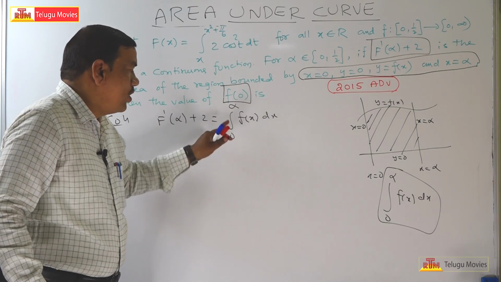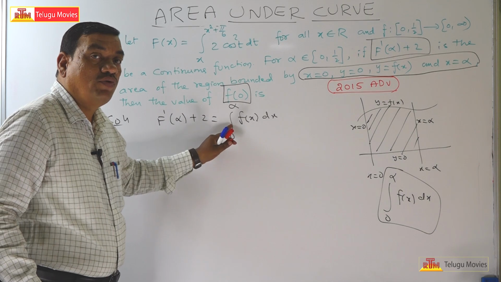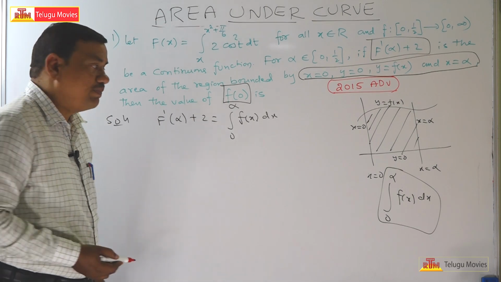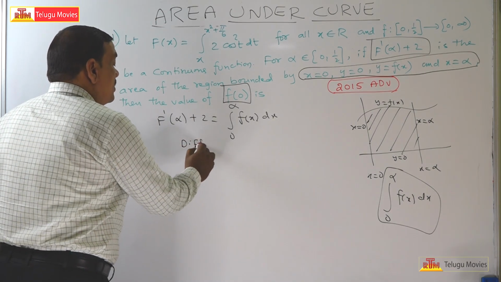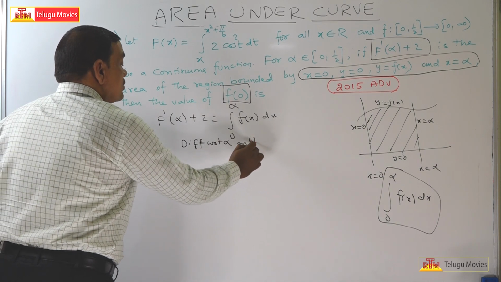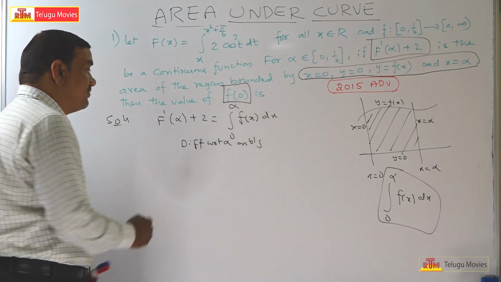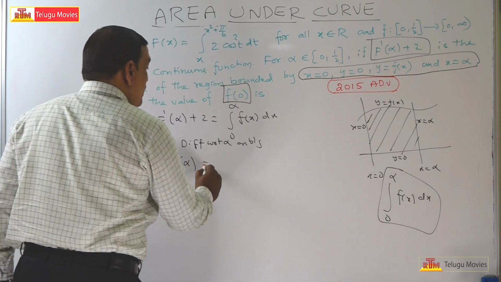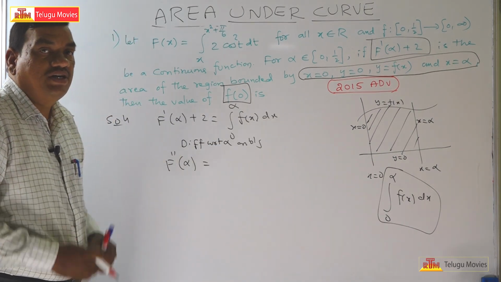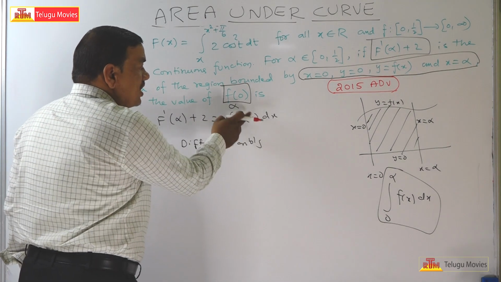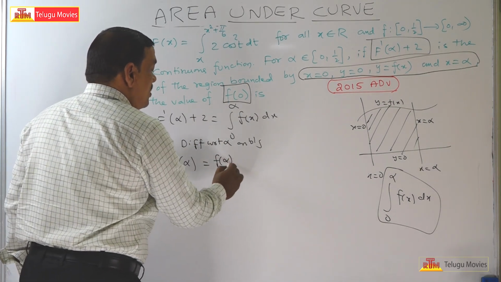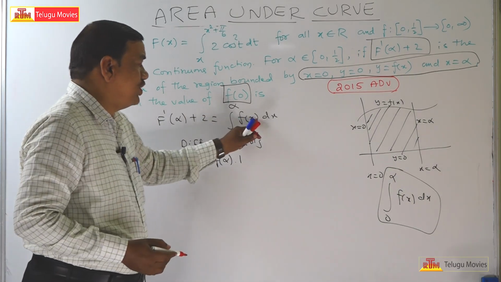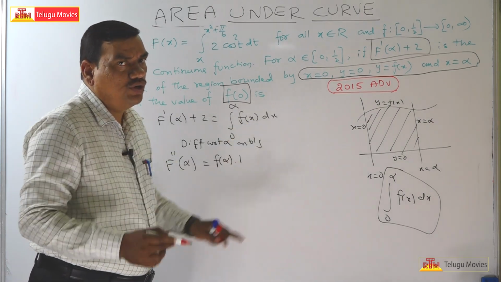Here the integral of f of x is there, and we have to remove this integral from 0 to alpha. How to remove the integral? By differentiating with respect to alpha on both sides. So the left side is capital F double dash of alpha, and the derivative of 2 is 0. Here we use the Leibniz formula. First put alpha in x, that is f of alpha into the derivative of alpha with respect to alpha, which is 1, minus f of 0 into 0, the lower limit derivative, which anyhow gives 0.